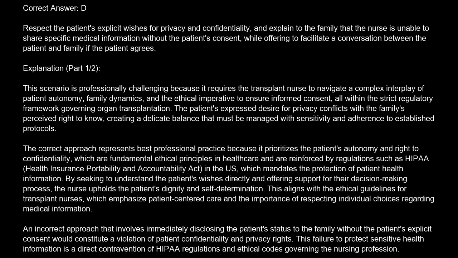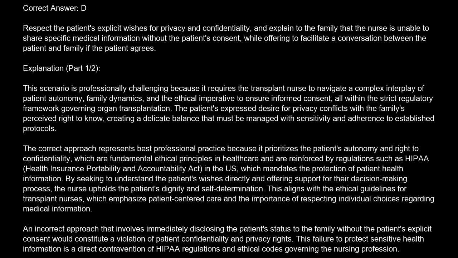of patient autonomy, family dynamics, and the ethical imperative to ensure informed consent, all within the strict regulatory framework governing organ transplantation. The patient's expressed desire for privacy conflicts with the family's perceived right to know, creating a delicate balance that must be managed with sensitivity and adherence to established protocols.